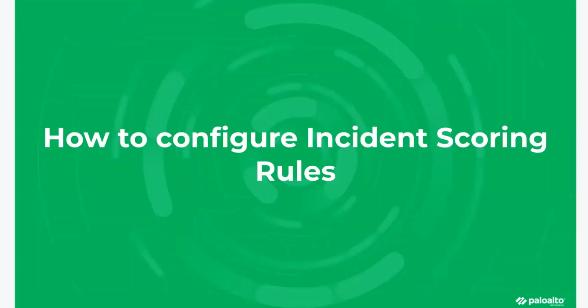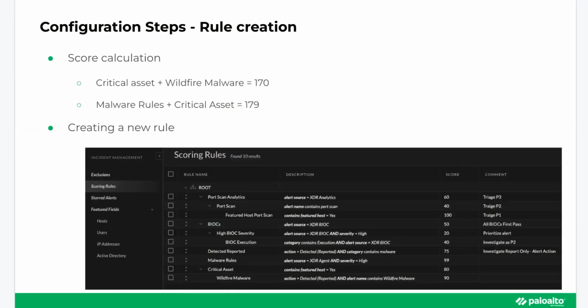How to configure incident scoring rules. Rule creation. There are two types of incident scoring rules, root rules and subrules. When an alert is triggered, XDR compares it with each of the rules and calculates the final score from all matched rule scores. By default, a score is applied only to the first alerts that match the defined rule and subrule, but this can, of course, be configured.